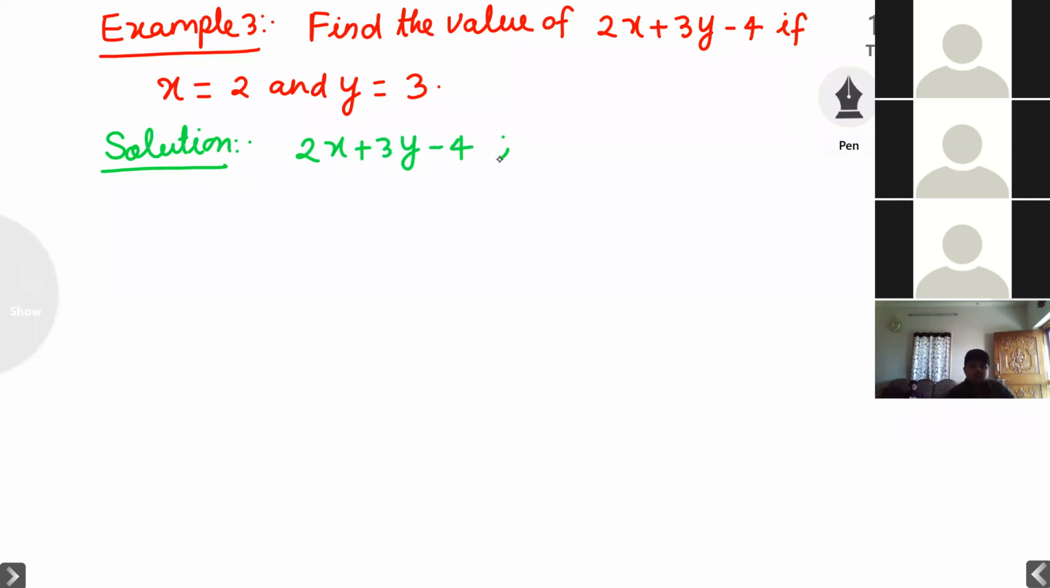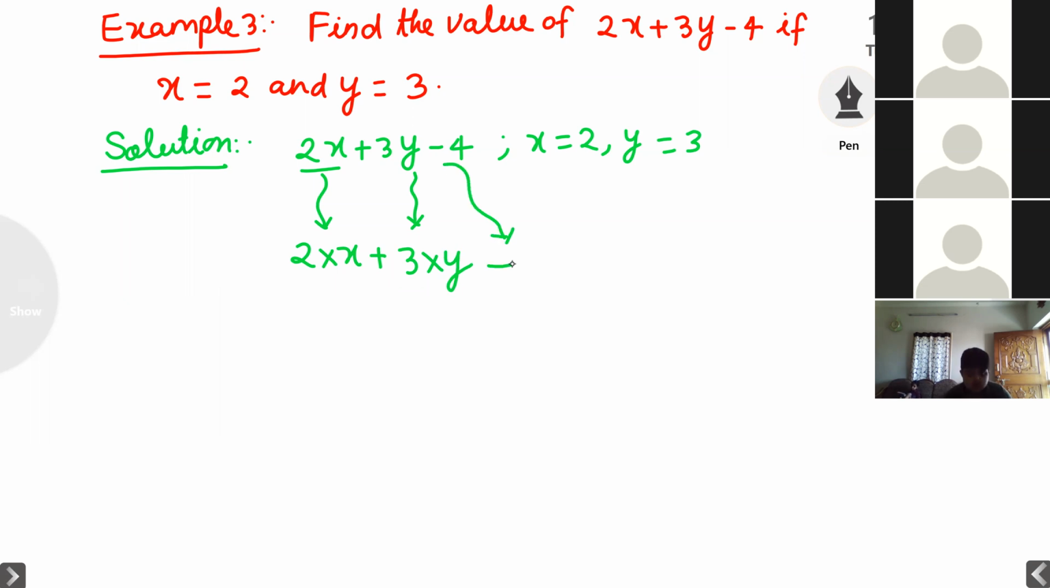The value of x he has given 2. The value of y he has given 3. It means in the place of x, I want to substitute 2. In the place of y, I want to substitute 3. 2x means what? 2x means 2 into x, plus as it is. 3y means what? 3 into y, minus as it is, 4 as it is.